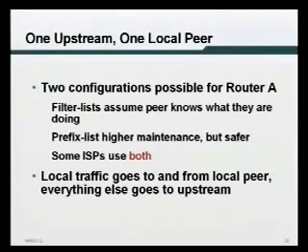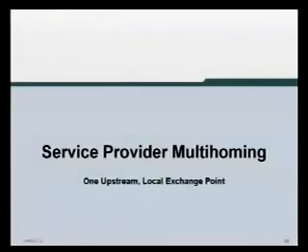Okay, as I said, 2 configurations are possible for router A. Some ISPs actually do both, and I've got a general preference to do both as well. Just from past experience, once you've been stung by just having a single point of failure, you tend to put in a second protection just in case things go wrong.